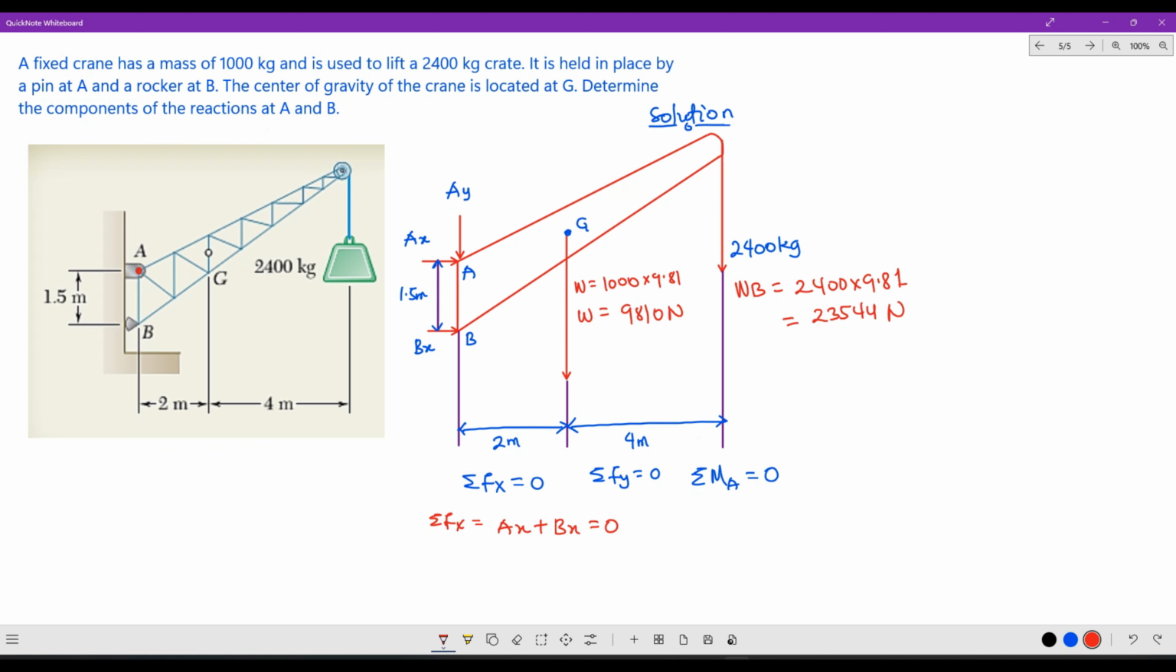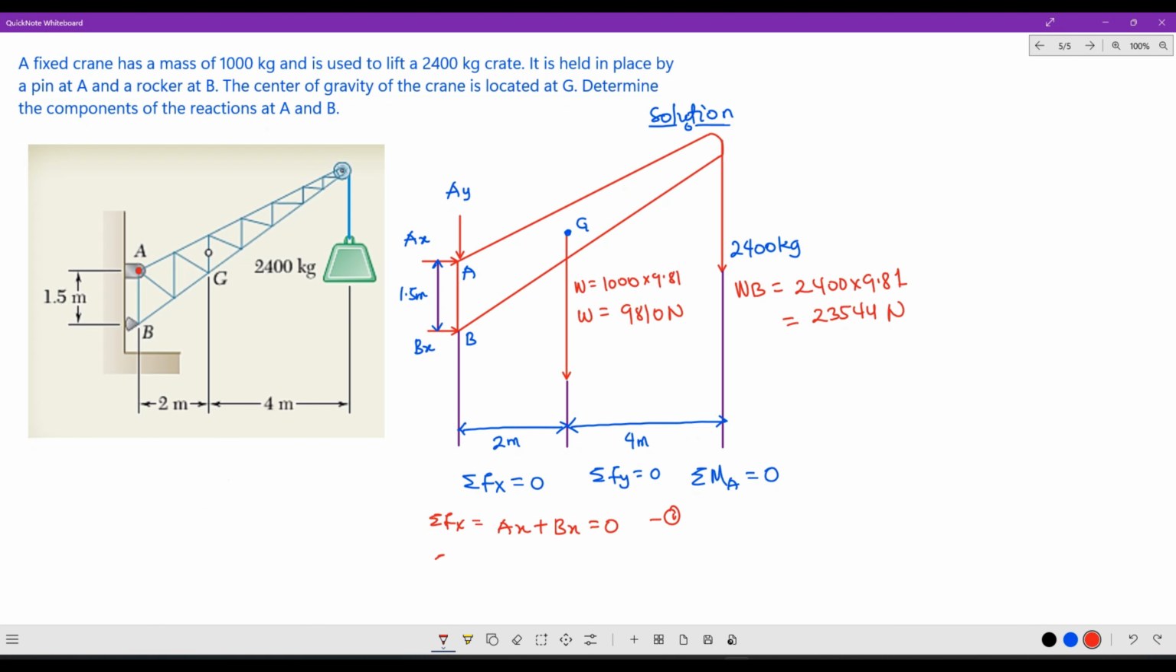For Bx, I chose the positive x-axis direction, for Ax I chose positive, and for Ay, I chose the negative y-axis direction. So if at the end, for Ay, I get my answer to be positive, that means it is rather the positive direction, not the negative direction. So when drawing the free body diagram, you have to choose the directions, and your answer will confirm which direction it is in. Let's continue. That will be our first equation.